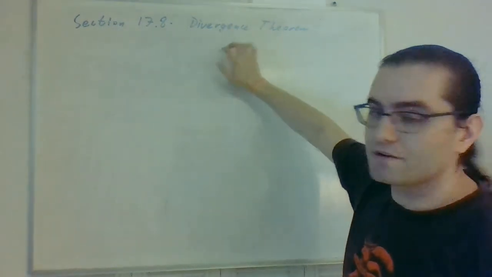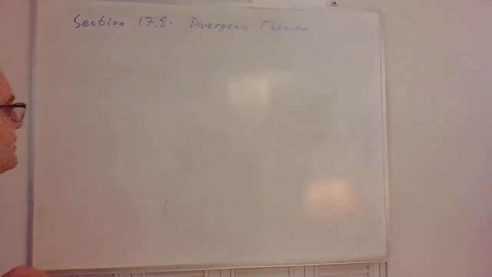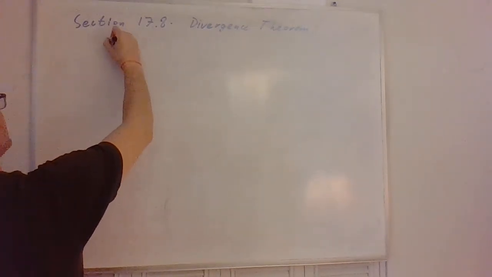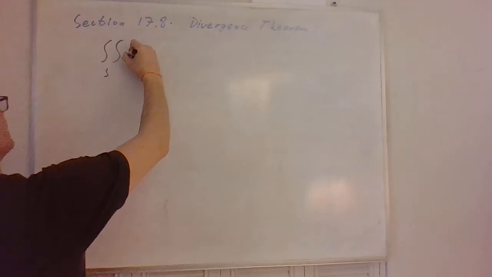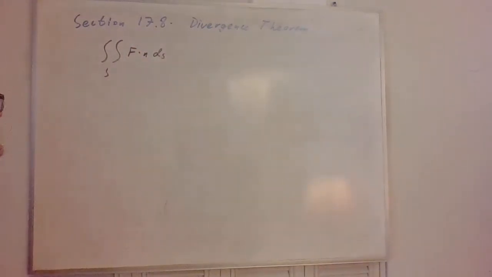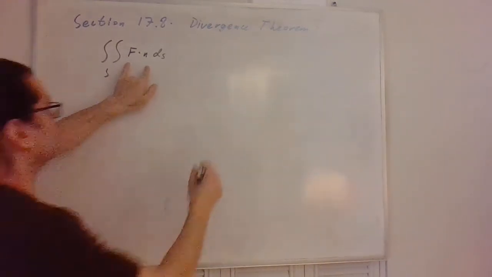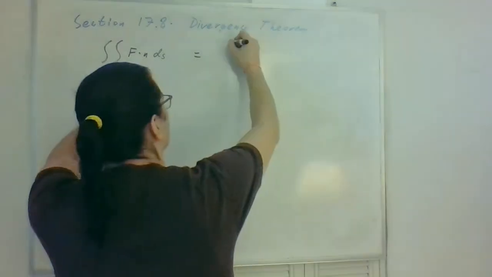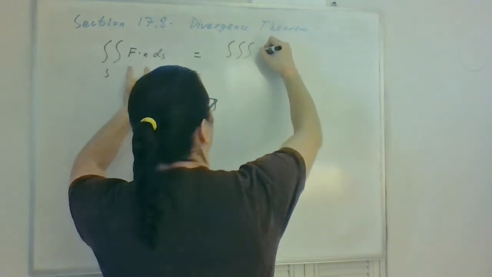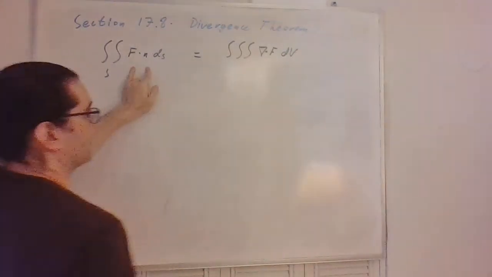The divergence theorem is a shortcut we're going to use to skip some challenging flux integrals. And the divergence theorem says instead of doing the surface integral of f dot n ds, so this is your standard issue flux integral, we can do the triple integral of the divergence of f over the volume.